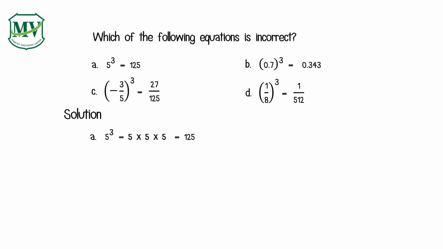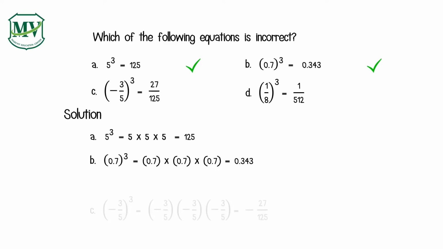In letter A, 5 raised to 3 is equal to 5 times 5 times 5, which is equal to 125. So letter A is a correct equation. In letter B, the quantity of 0.7 raised to 3 is equal to the quantity of 0.7 times the quantity of 0.7 times the quantity of 0.7, which is equal to 0.343. So letter B is a correct equation.